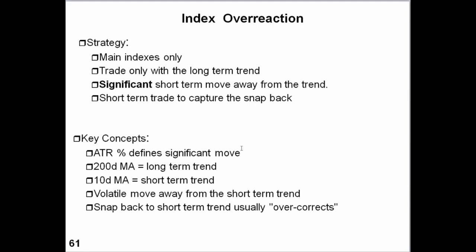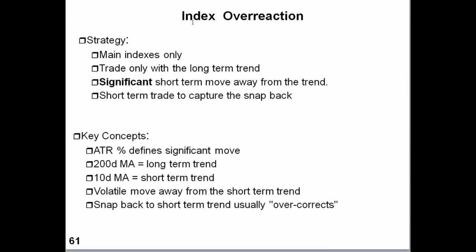And so we're going to look for a volatile move away from the short-term trend, and then we're going to play for a snapback, or an overreaction move, back to the short-term trend, which will quite often overcorrect. That gives us more than just the short-term fair value, which is represented by the 10, but might carry over and give us a little more reward.